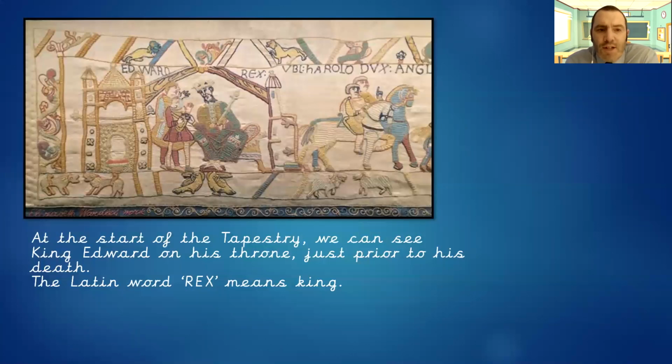At the start of the tapestry, we can see King Edward on his throne just prior to his death. The Latin word rex means king. I'll just show you here where the red dot is, rex there. So Edward Rex. It's telling us this is the king. So this is the very first scene on the tapestry.